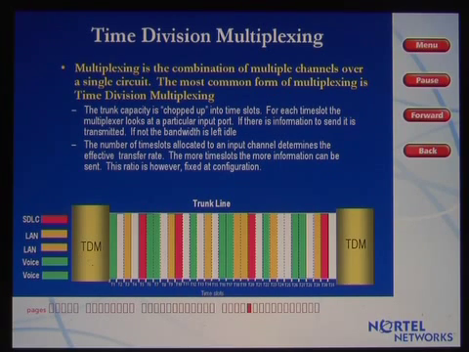The more time slots allocated to a particular input source, the higher the effective transfer rate and the more information that can be sent. This allocation is, however, fixed at configuration time and can only be changed by reprogramming the multiplexer. Typically, it only operates at speeds up to 2 megabits per second. Some TDMs available on the commercial market will work at higher rates, but there are few that will work with optical networks.